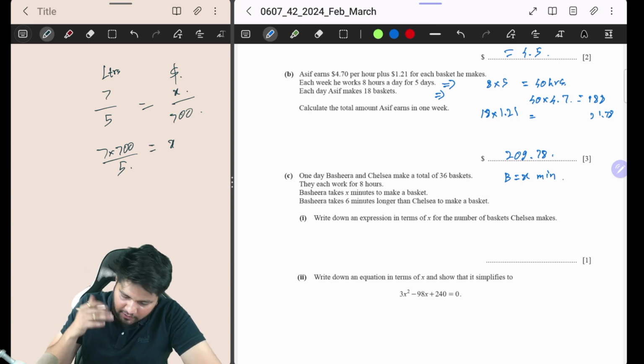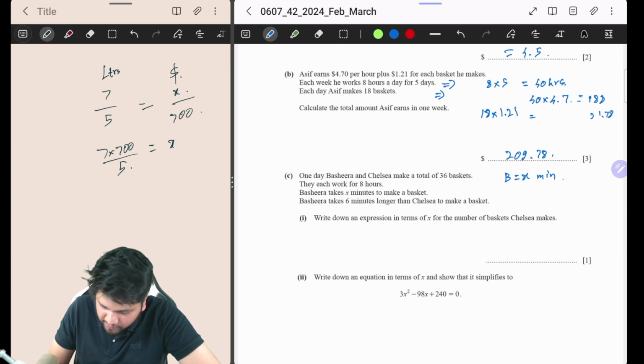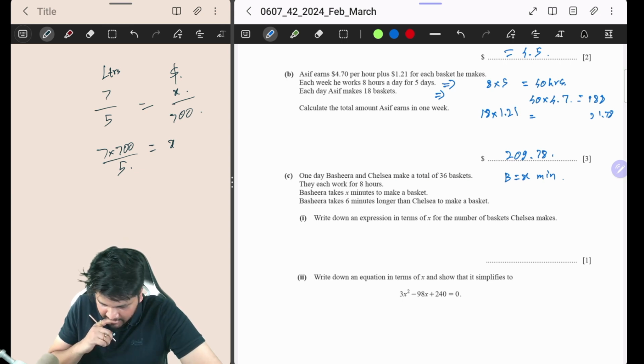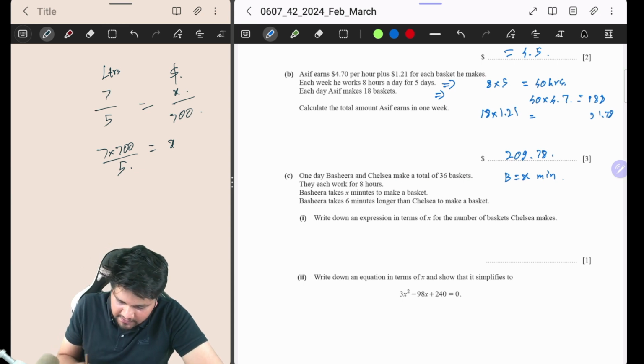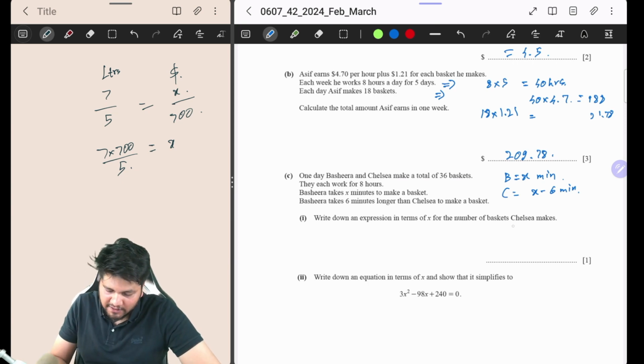B takes 6 minutes longer than C to make a basket. Write down an expression in terms of X for the number of baskets C makes. Okay, so now see. B takes 6 minutes longer, so C is taking 6 minutes lesser. So for C, it's going to be X minus 6 minutes, for the number of baskets Chelsea makes.